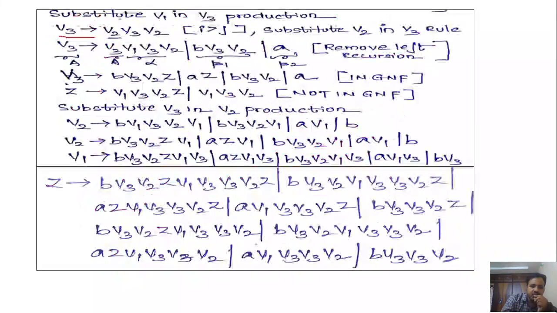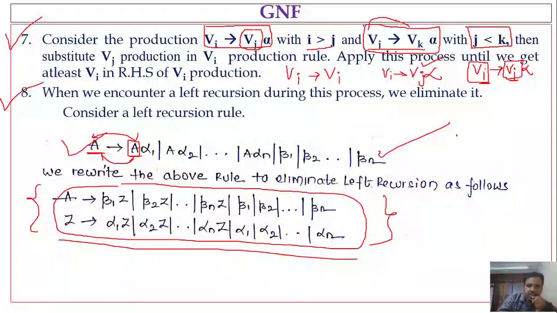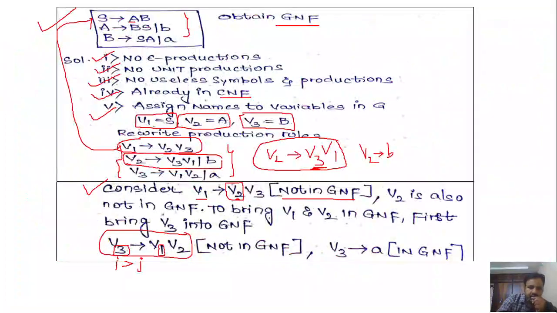We have to check the V1 production. V1 production, that means here it is considered as Vj. So Vj denotes Vk alpha, and if j value is less than k, what we have to do? Substitute Vj here in the Vi rule, right? What is the V1 rule? It is V1 denotes V2 V3, right? Now if you observe, what is this? i value is 1, j value is 2. So i is less than j.